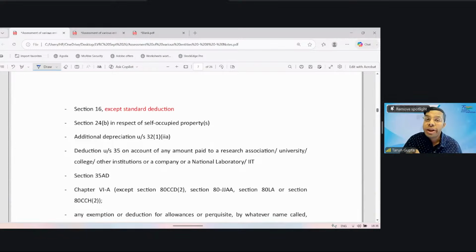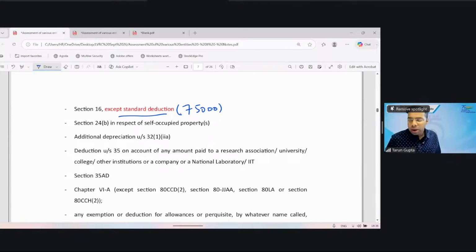Then section 16, the deductions under the head salary. But one deduction is allowed, which is the standard deduction, and that too at an increased amount of 75,000. So if you're opting for the old regime, the standard deduction is allowed up to 50,000. But if you're opting for the new regime, the standard deduction is allowed up to rupees 75,000. But the other two deductions, professional tax and entertainment allowance, are not allowed under the new regime.